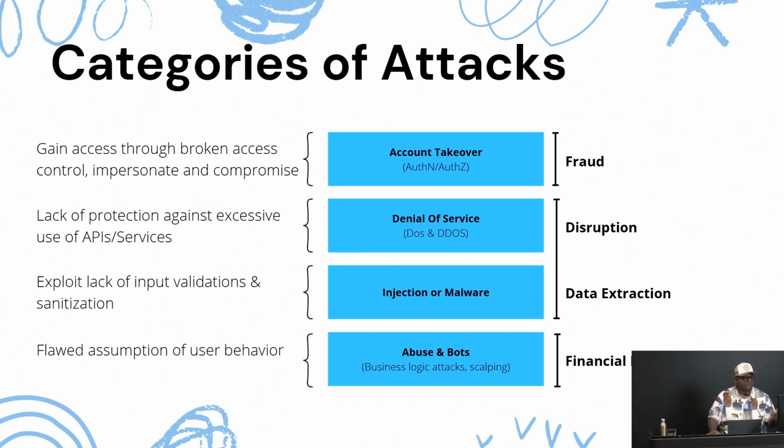Then there is the fourth one, flawed assumption of user behavior, where people abuse the APIs by using bots and various engines, allowing financial loss, right? Now, let me go into the details.